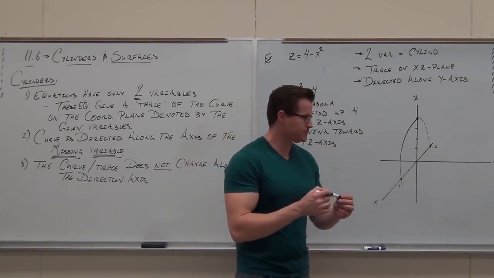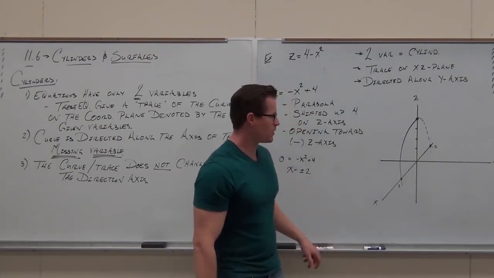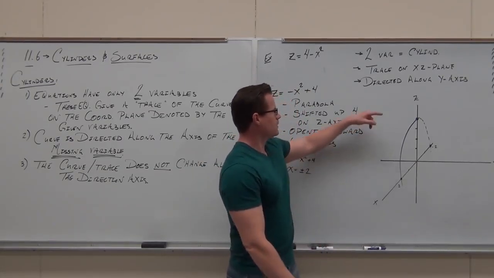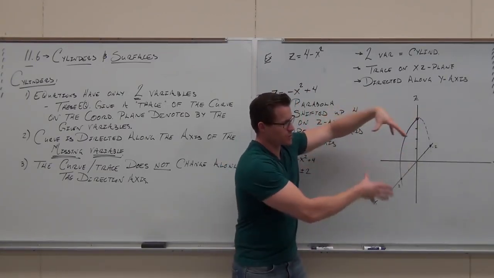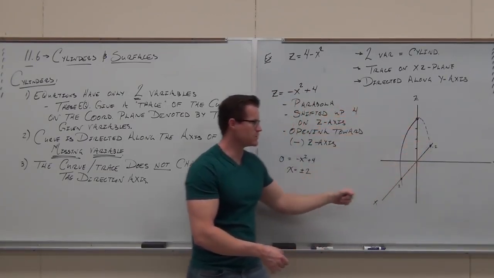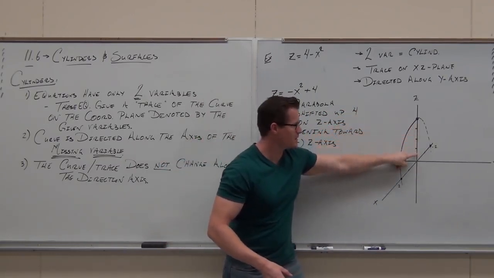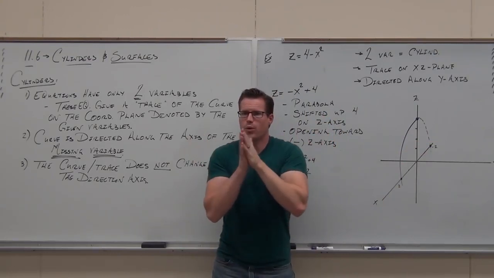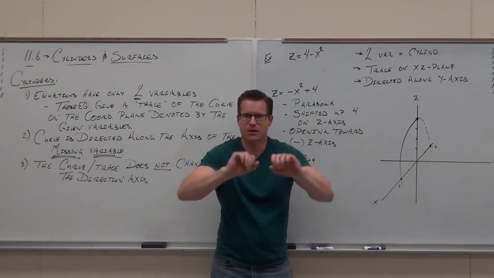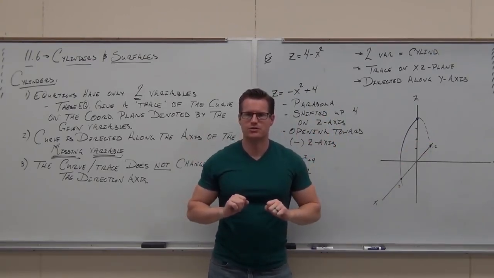Now, the next thing, I want to make sure you're all with me here. We've got a parabola. It's on the xz plane. It's shifted up 4 spots, open towards the negative z-axis. I know it crosses negative 2 and 2 because I set the z equal to 0, and I can solve for my x-intercepts. Now, what axis is it directed along? Y. Because I asked you.